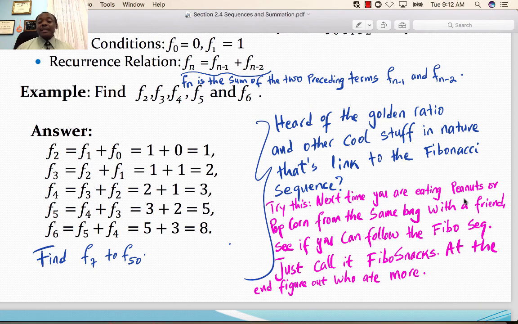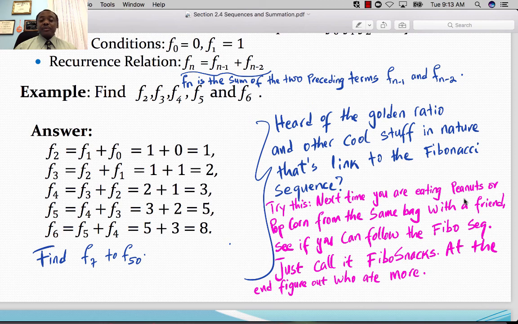At the end of the day, when the bag is empty, you guys can sit down and figure out who ate more. And then probably the next time you are with somebody, you may want to either start first or second, depending on who ends up eating the most number of popcorns or peanuts. Okay, that's Fibo snacks for you.